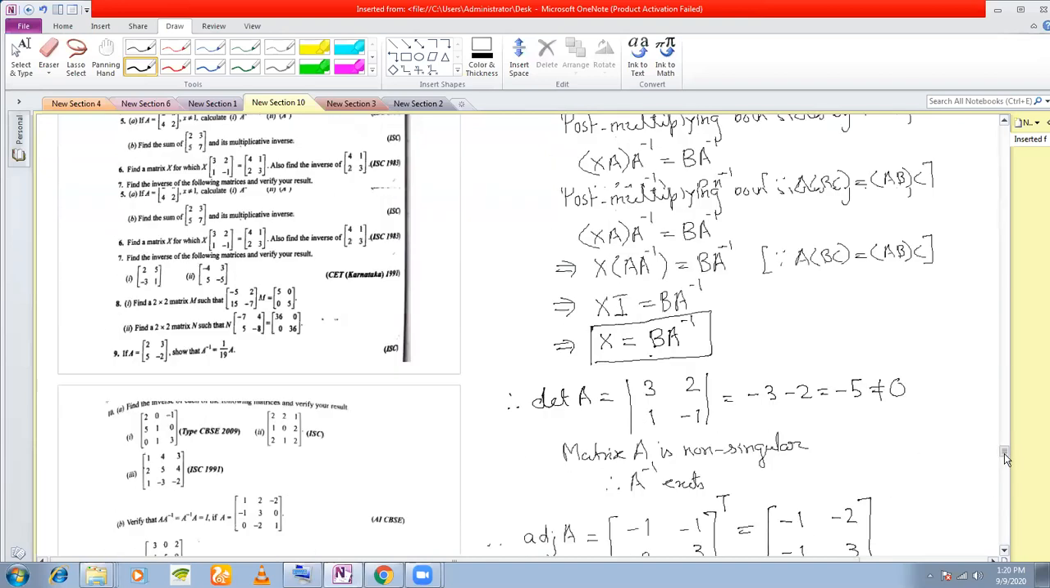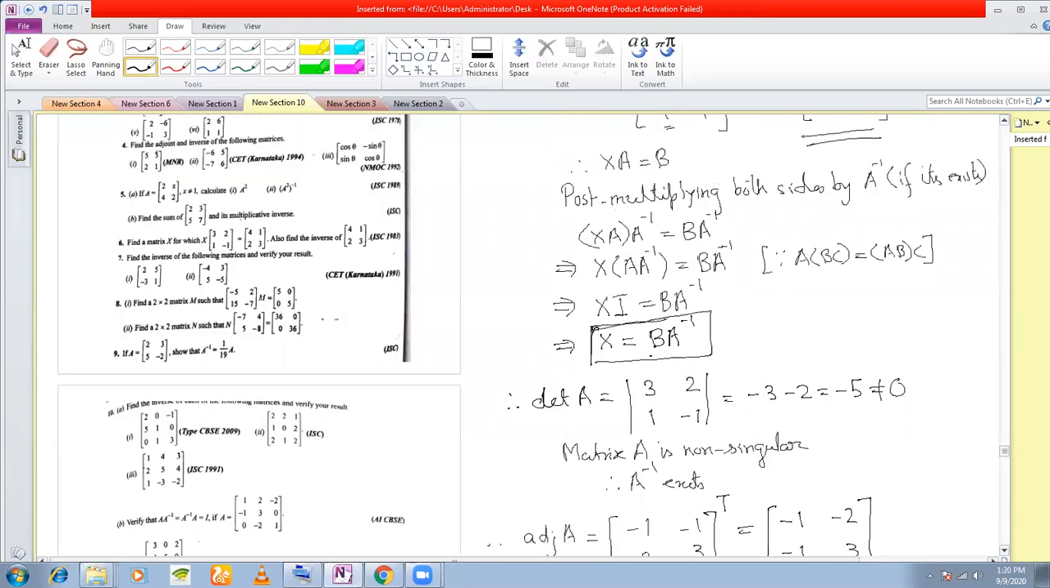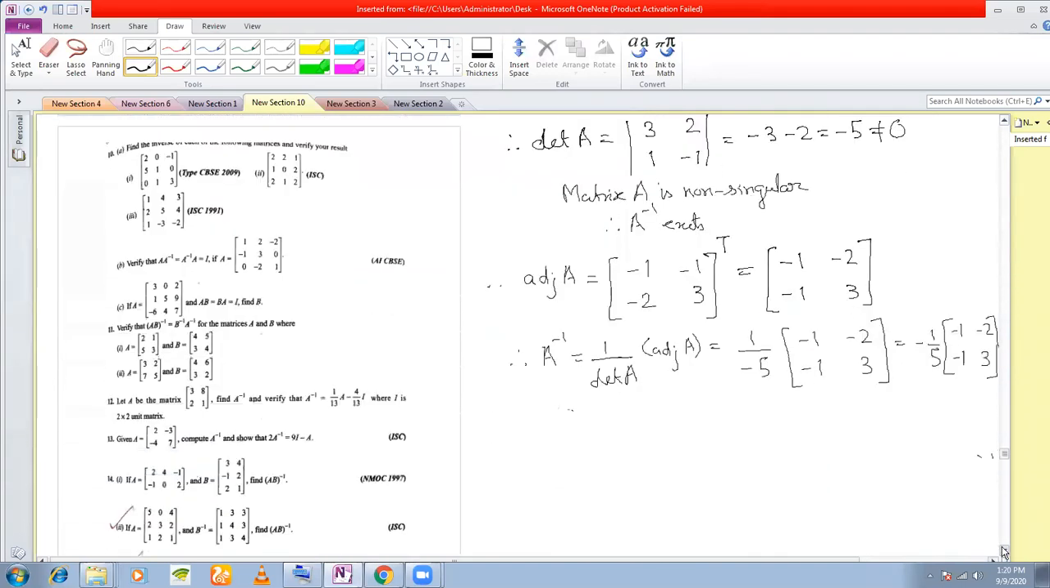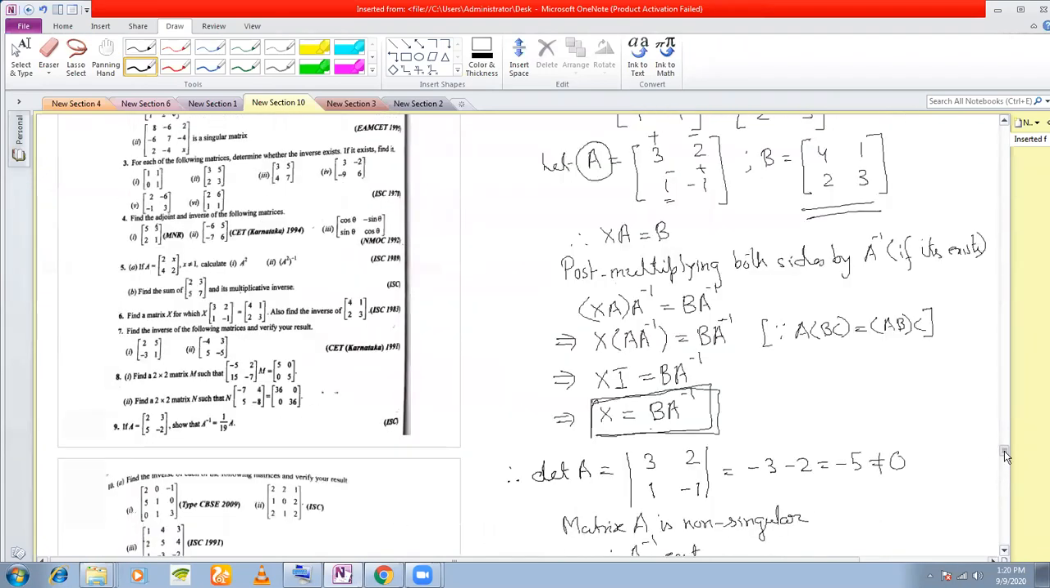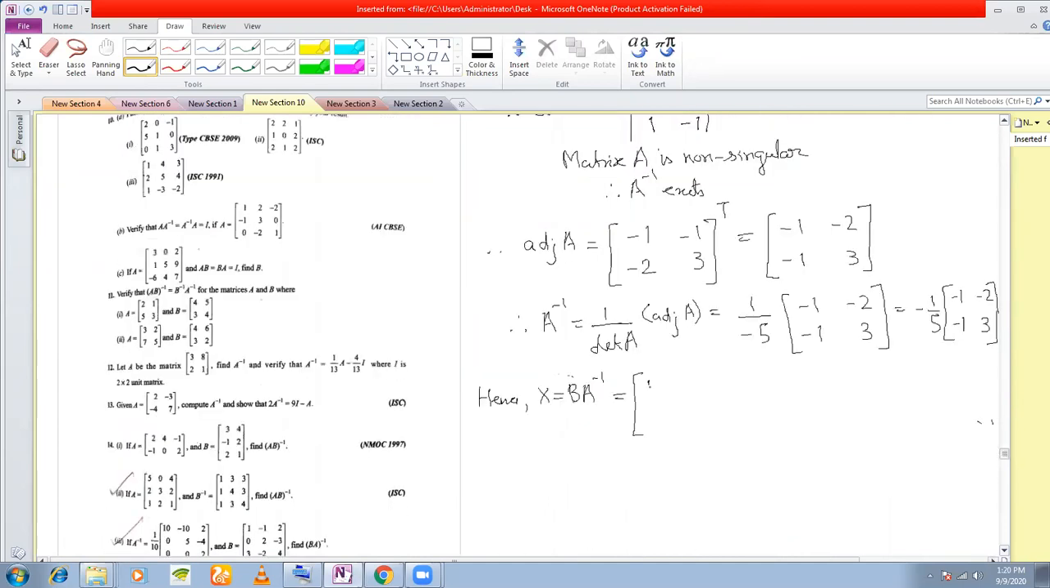So what is the value of x here? The value of x here is x into A equals b, so x is equal to b A inverse. Okay, and what is b? B here is 4, 1, 2, 3. And A inverse here is minus 1 by 5 into minus 1, minus 2, minus 1, 3.